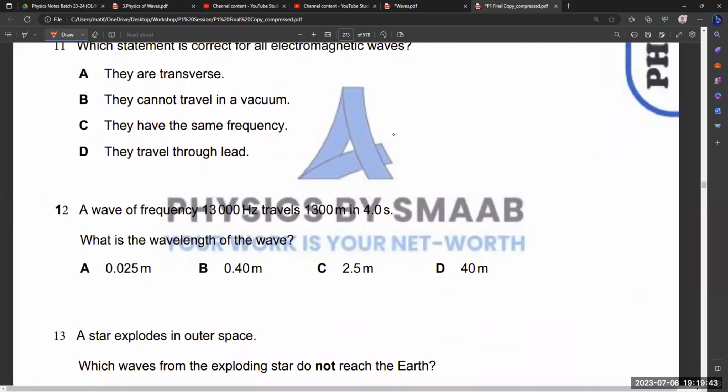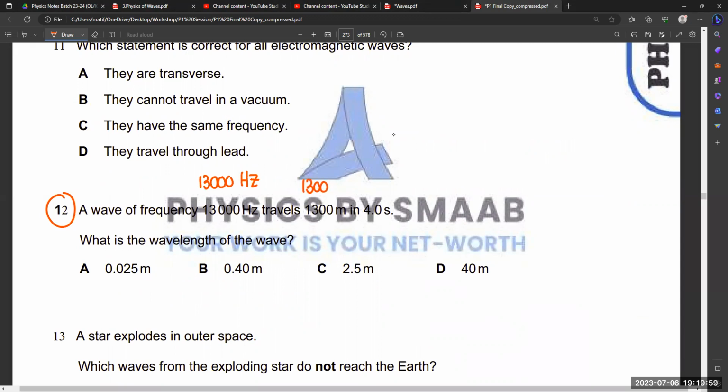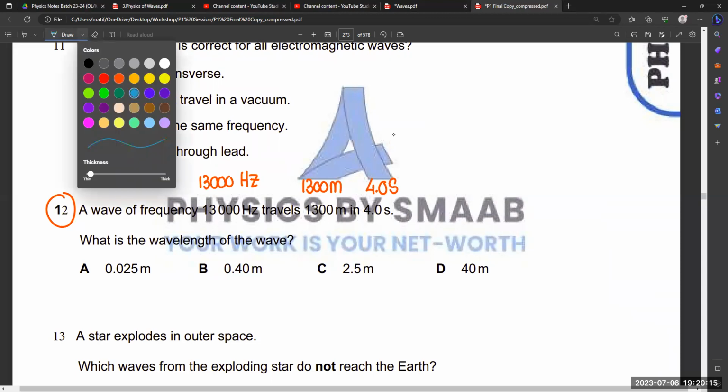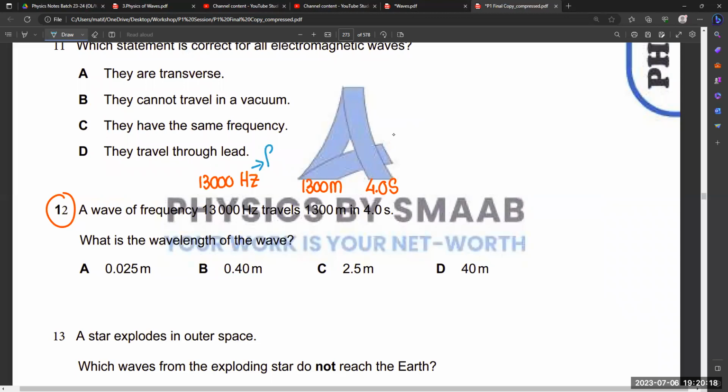Okay, this is a calculation part. Question number 12. If it is not visible because of the watermark, it is written 13,000 hertz, and this is 1300 meter, and this is 4.0 seconds. Basically, frequency is given in hertz, and 1300 meter is the distance. So you have to find the wavelength, because this is the frequency. We know that, and this is simply a distance.